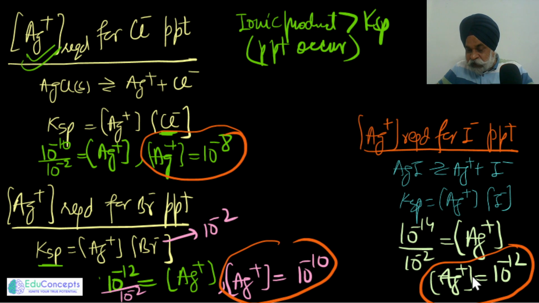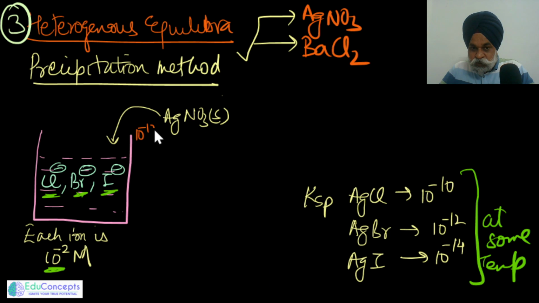So as a matter of fact, since the stoichiometry of all three halides of silver is the same, we would say iodide would undergo precipitation first, because as soon as 10 raised to power minus 12 Ag ions fall into it, after this, whatever extra you add, the precipitation of iodide starts happening.